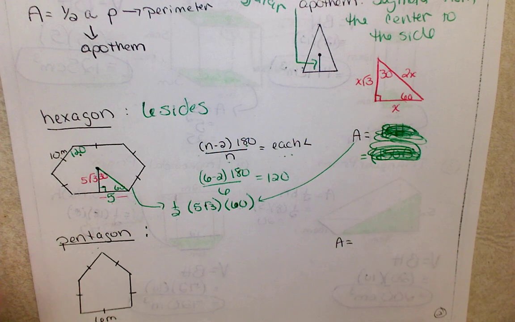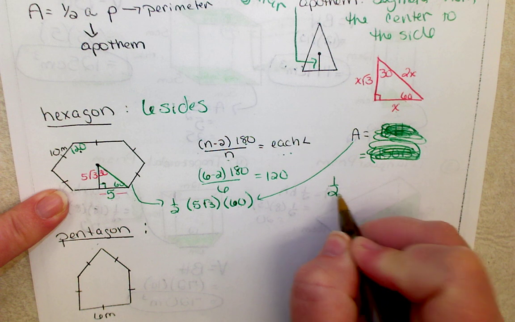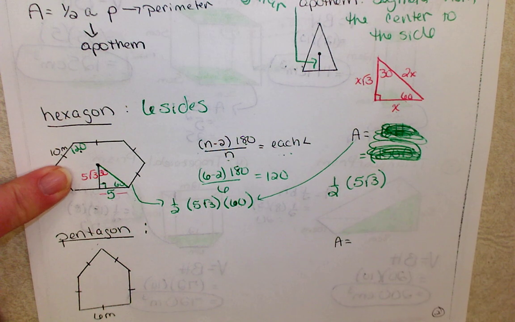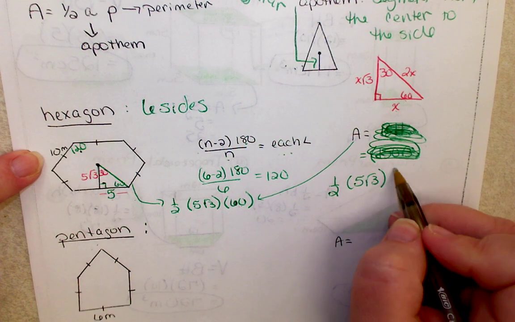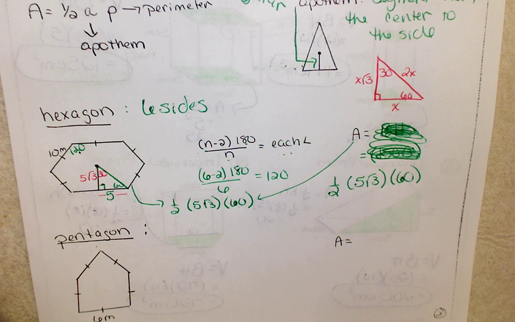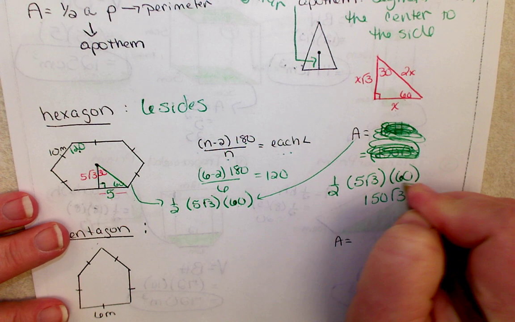So let me go through that again. All right, all we have to do, again, is say 1/2 the apothem, which is 5 onto the square root of 3, times the perimeter. 6 sides, each side is 10, so that's 60. Half of 60 is 30. And 30 times 5 is 150, so here we get 150 onto the square root of 3. That is the area.